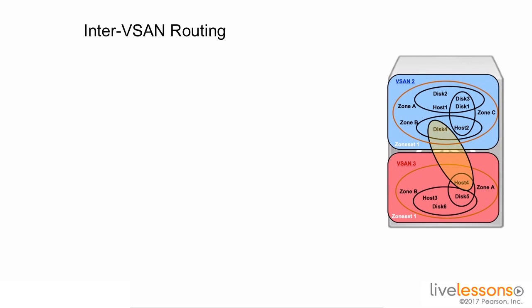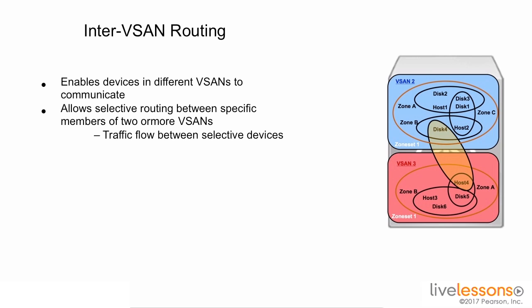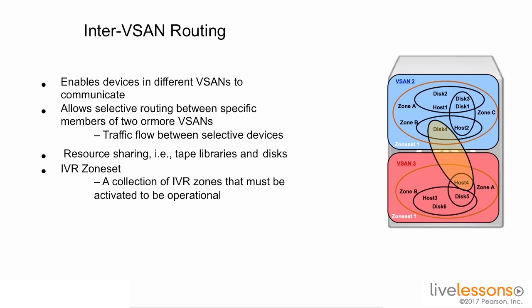Inter-VSAN routing is just like inter-VLAN routing. It enables devices in different VSANs to communicate. It also allows you to pick and choose which devices can talk to each other so you can control the traffic flow between the selective devices. This allows you to share resources such as tape libraries.